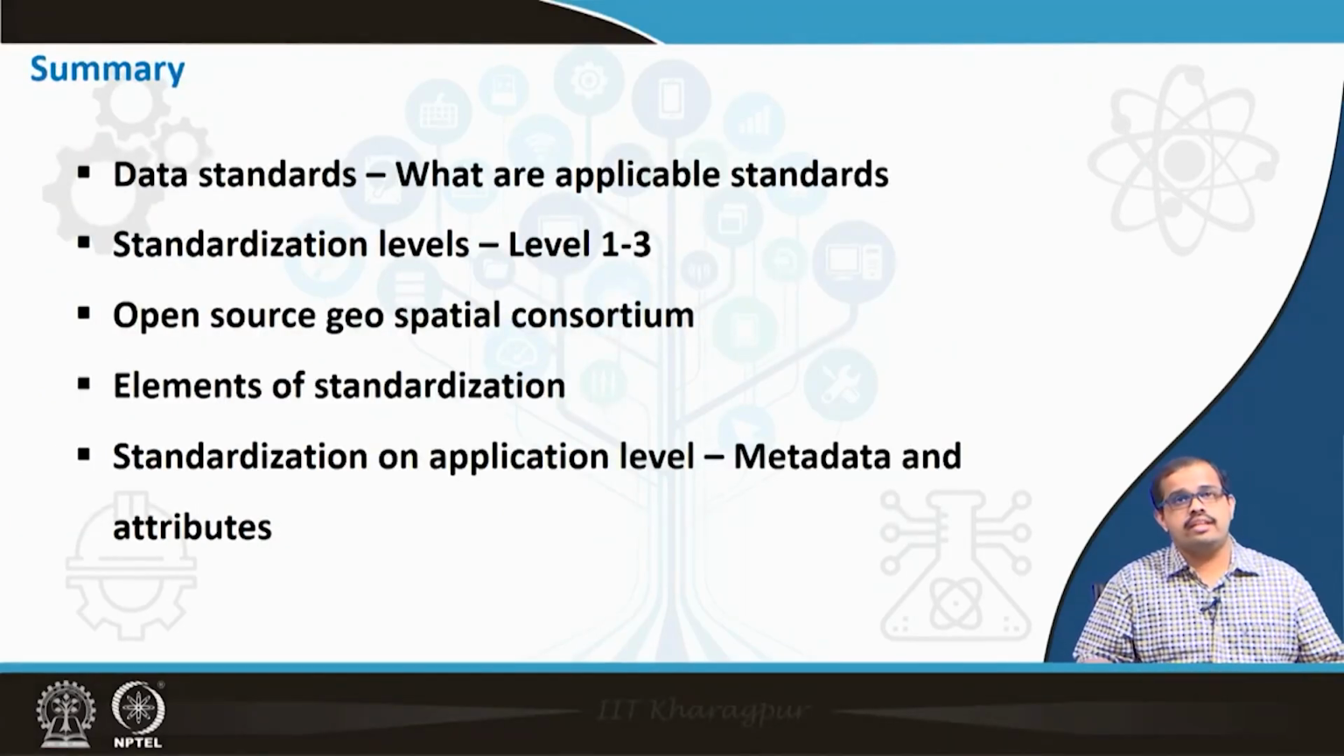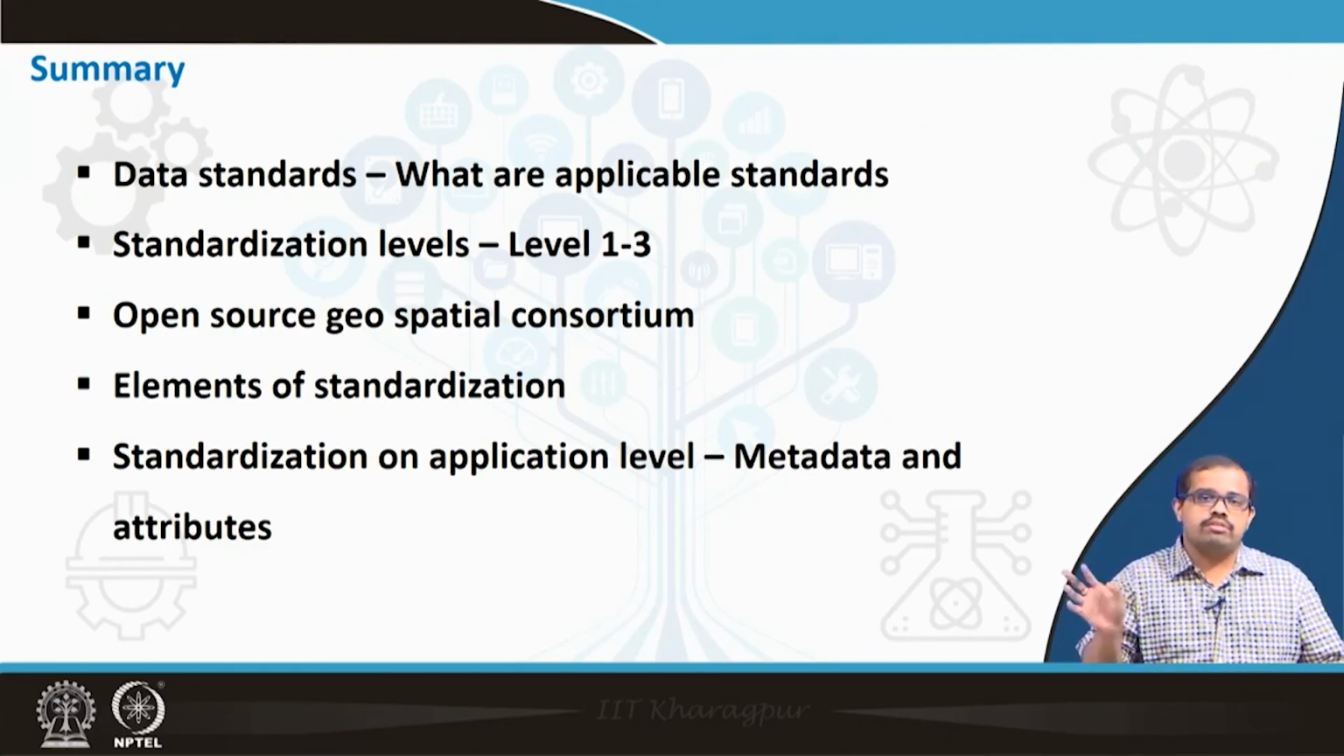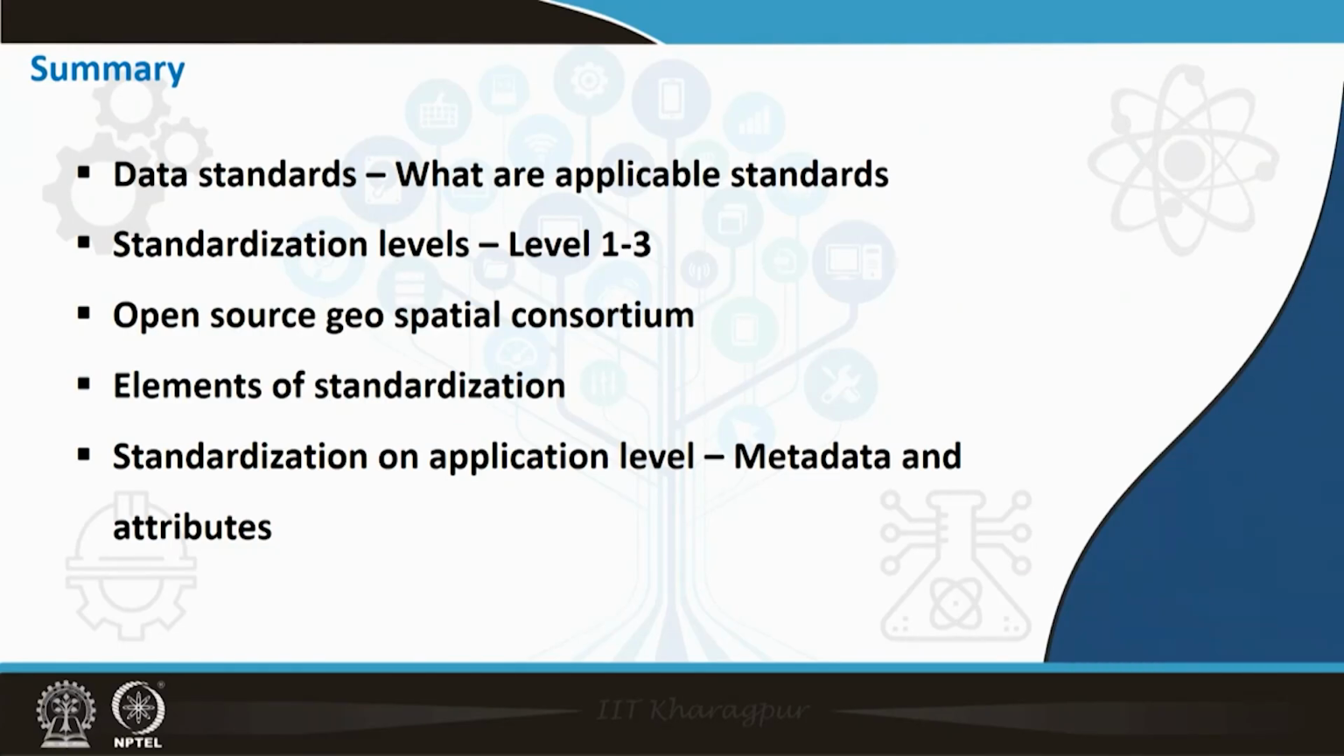So today we did understand what the data standards are and what the applicable standards are. Then we looked at standardization levels, from level 1 to 3, and how it is actually standardized. Then we looked at the Open Geospatial Consortium. We'll look more into OGC and OGC standards in my next lecture. Then we looked at elements of standardization, then standardization at application level, that is using metadata and attributes. So we have covered how the data has to be standardized in order to put it out across to different users.